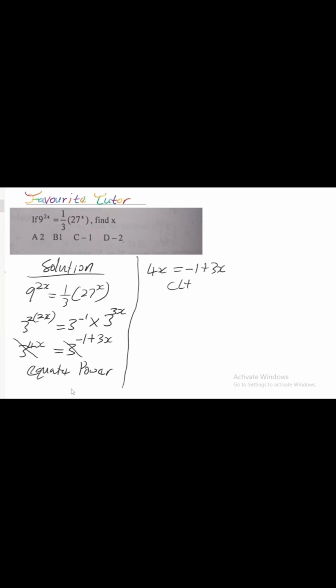Okay, we take x to one side. We just take this 3x to the left-hand side. So we are going to have 4x minus 3x is equal to minus 1. 4x minus 3x is x, the same thing as 1x. So x is equal to minus 1.